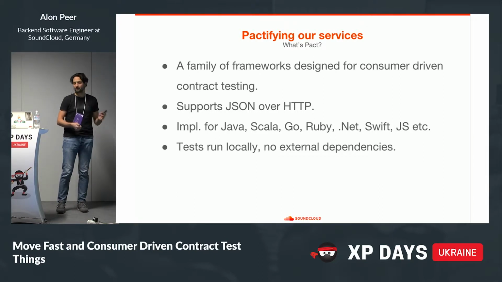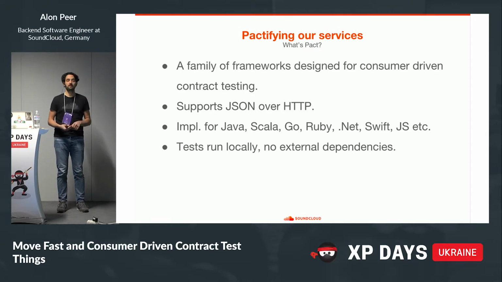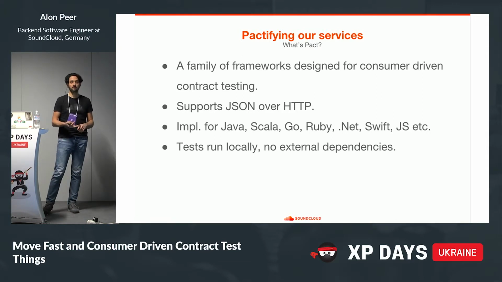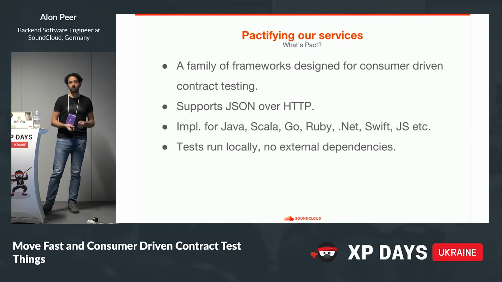There is implementation in many common languages like Java, Scala, Go, Ruby, .NET, Swift, etc. So, for example, the Pact JVM implementation, you can take it and use it to implement contract tests in Java, Scala, but also you can take it to implement the consumer-side test in your Android app, if you want. And the idea is that, as I said before, tests run locally, and there is no external dependency on other services in your environment.